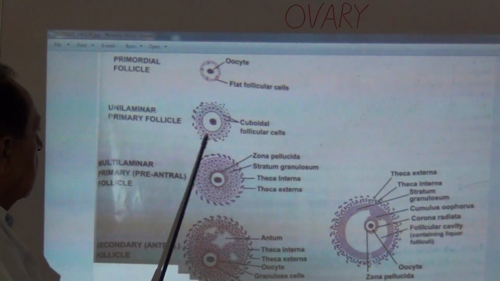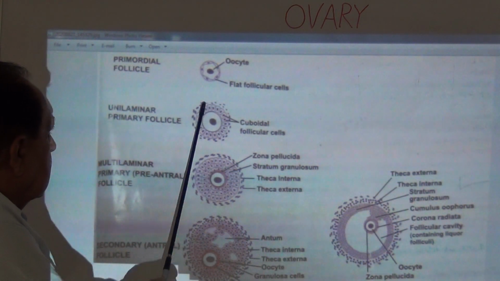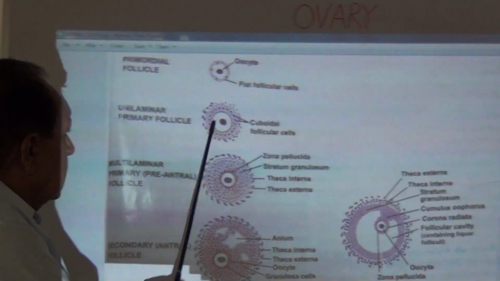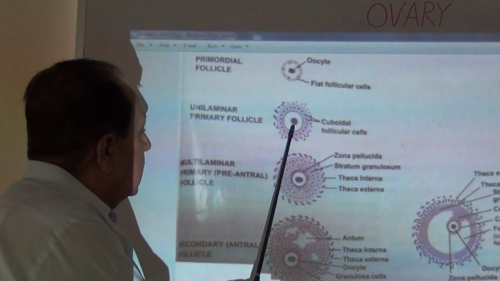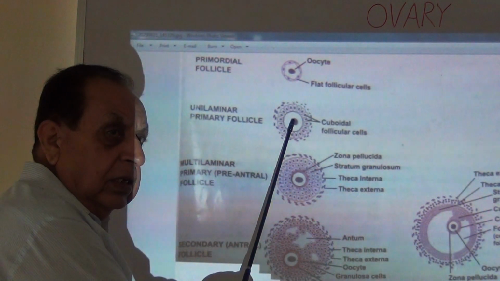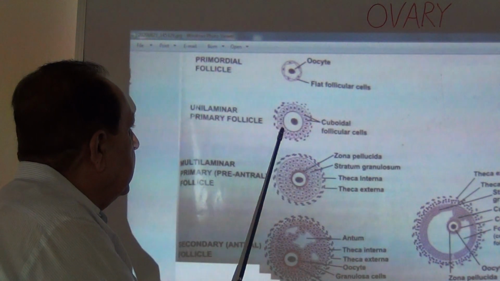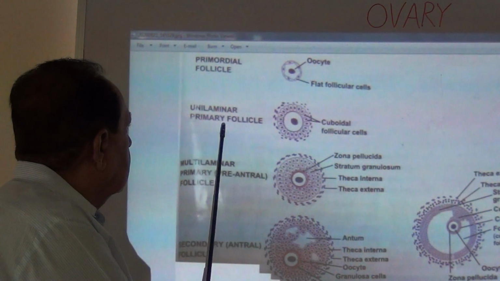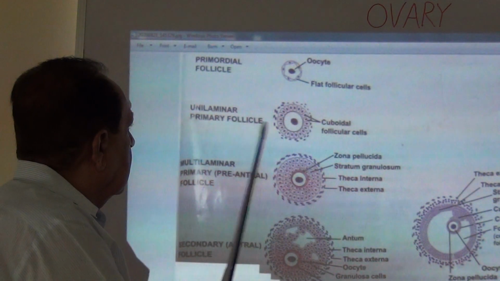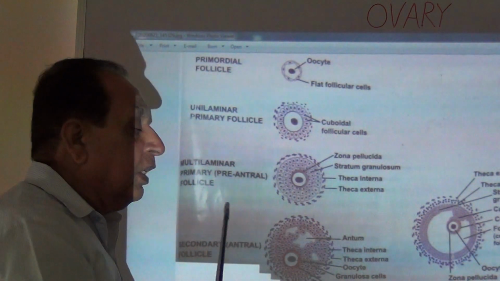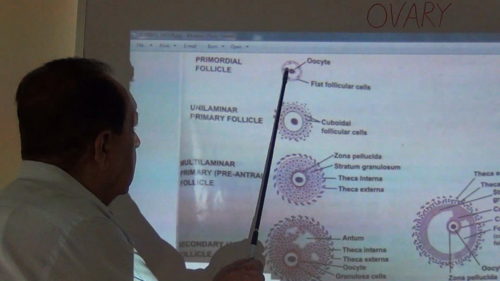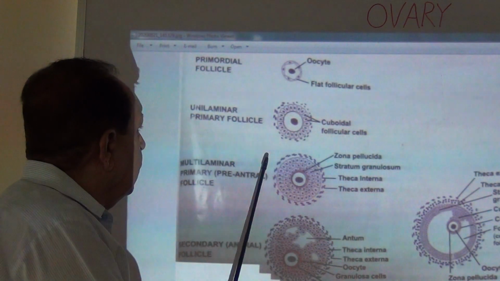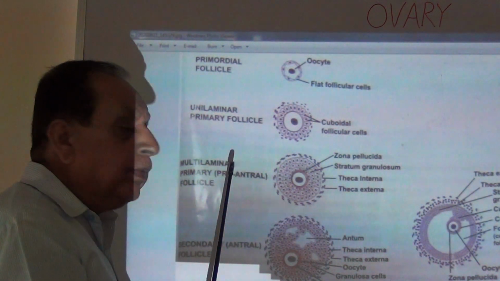Then around the oocyte, the squamous cells change to cuboidal cells. In the center is the oocyte with the nucleus, surrounded by cuboidal cells, forming the unilaminar primary follicle. This follicle is called the primary follicle. The primordial follicle is lined by squamous cells, while the primary follicle is lined by cuboidal cells.